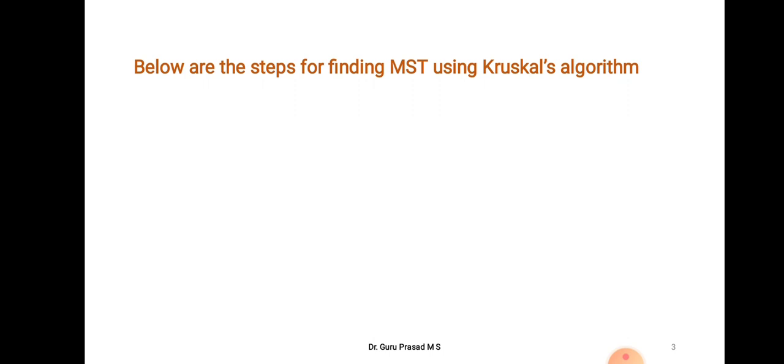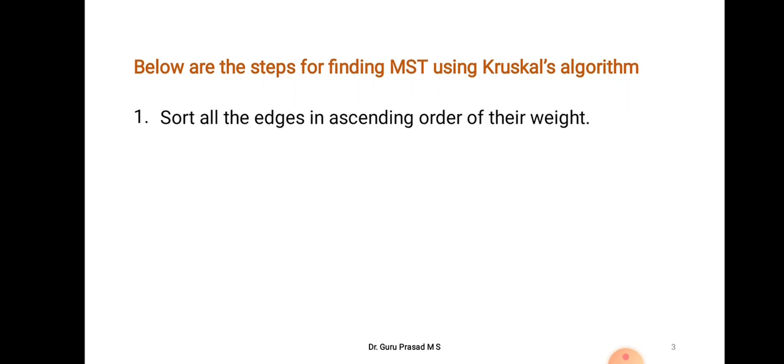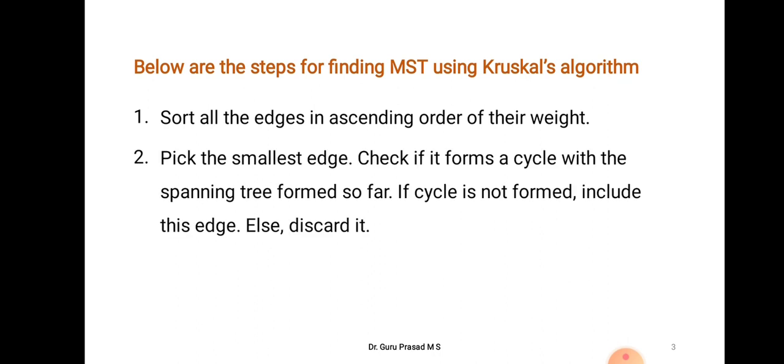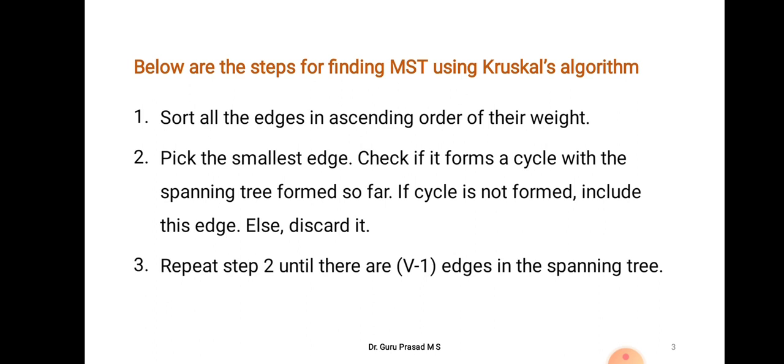Below are the steps for finding the minimum spanning tree using Kruskal's algorithm. Step 1: Sort all the edges in ascending order of their weight. Step 2: Pick the smallest edge. Check if it forms a cycle within the spanning tree formed so far. If the cycle is not formed, include this edge, else discard it. Step 3: Repeat step 2 until there are V minus 1 edges in the spanning tree.